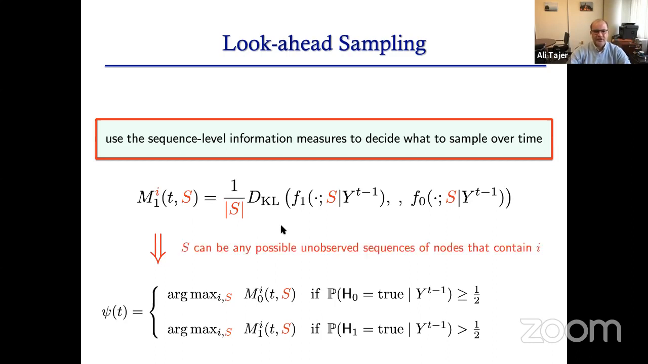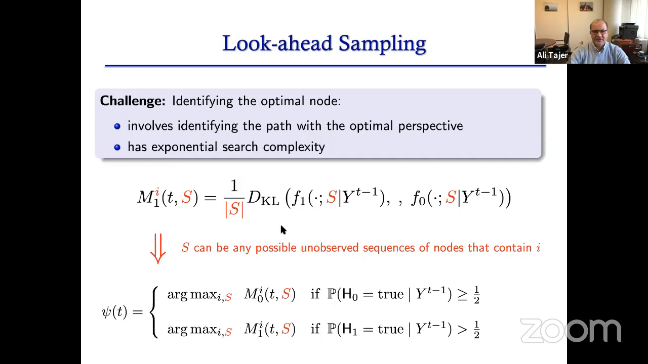Okay. Now, of course, this has a very big challenge, and that is that the optimization for selecting psi of t involves optimizing over the path S, and we have to do it dynamically every time. The search complexity of that grows exponentially with the size of the network. So that immediately becomes prohibitive to implement.